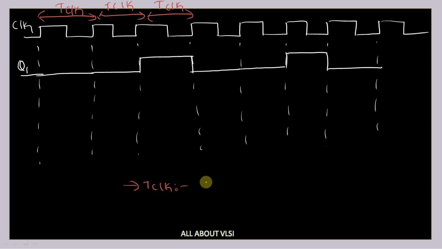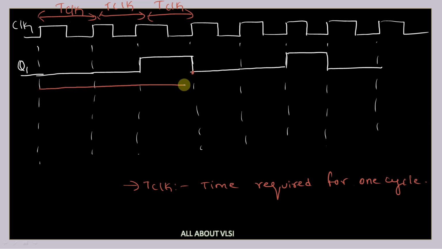T clock is nothing but the time required for one cycle. What is one cycle? From this positive edge to this positive edge. And here what is the time period? It is equal to 0 here, and again where we are getting the 0, again here we are getting the 0. So this is one cycle, this is one cycle. How much time are we going to take for completing one cycle? Let's say it is T out.